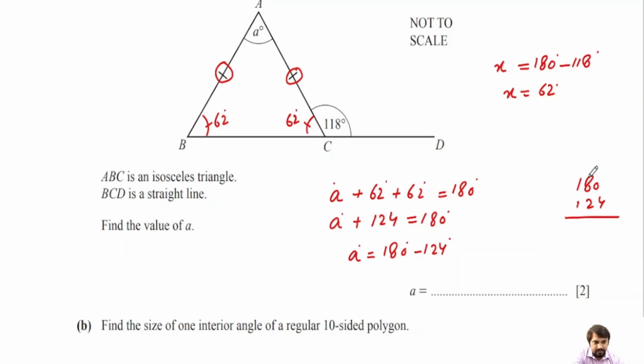So this is 10, and 10 minus 4, that is 6. 7 minus 2, that is 5. So our answer is 56 degree. Angle A is 56 degree.